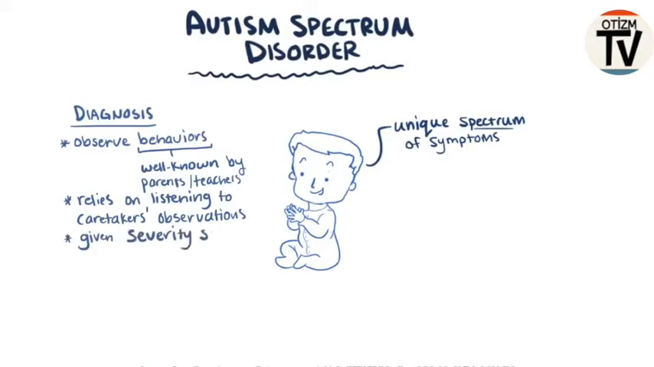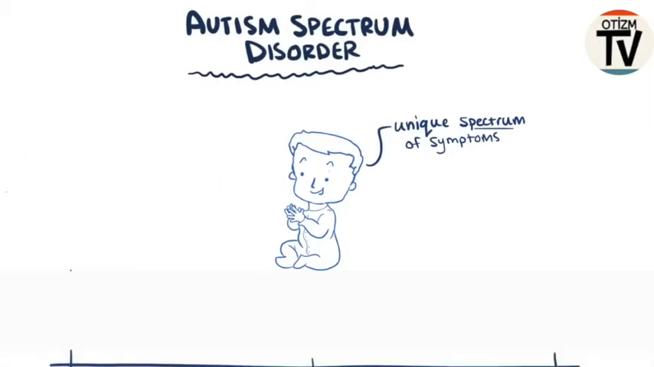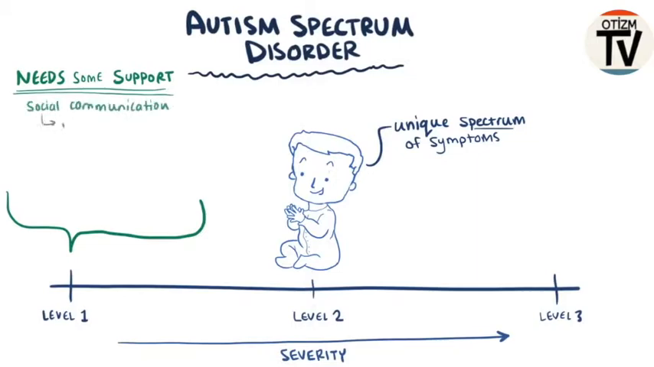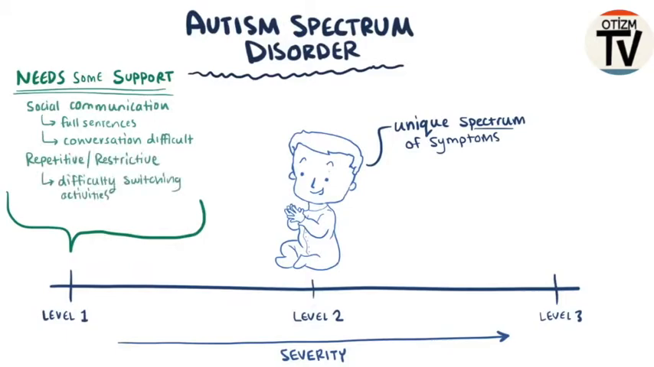They might be given severity scores in each area, which can help determine how much support the child's going to need. For example, a severity level 1 would indicate the child needs some support. For social communication, they might speak in full sentences and engage in communication, but normal back and forth conversation with others just doesn't seem to work. For repetitive and restrictive behaviors, they might have difficulty switching between activities.